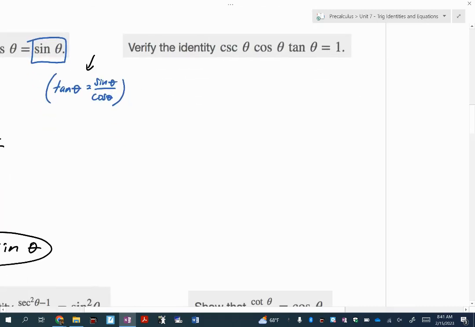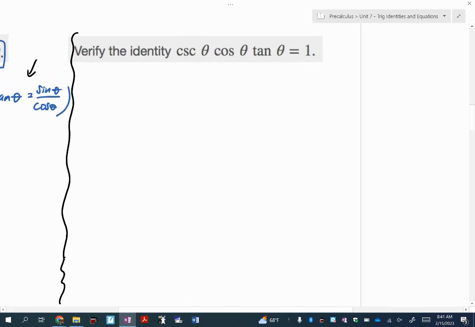Let's try another one. It says verify the identity: cosecant of theta times cosine of theta times tangent of theta is the same as 1. I think this one is pretty simple to decide which side you're going to manipulate. You're not going to use 1. You're going to use the one that has three different trig functions. First, I'm going to change cosecant to its reciprocal, which is 1 over sine. So I'm going to write 1 over sine of theta, and I'm going to put these as their own fractions.